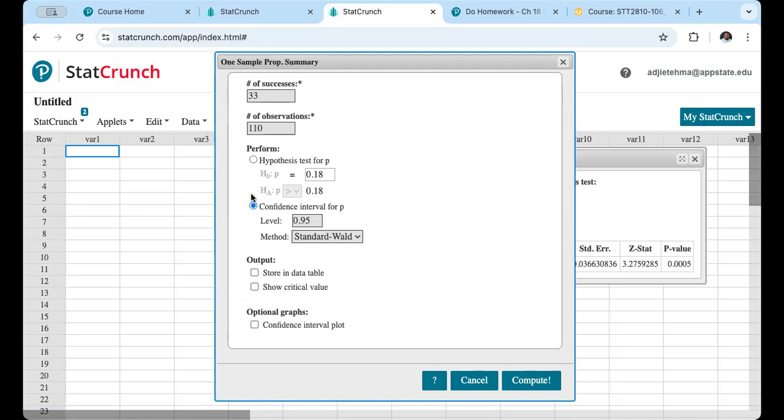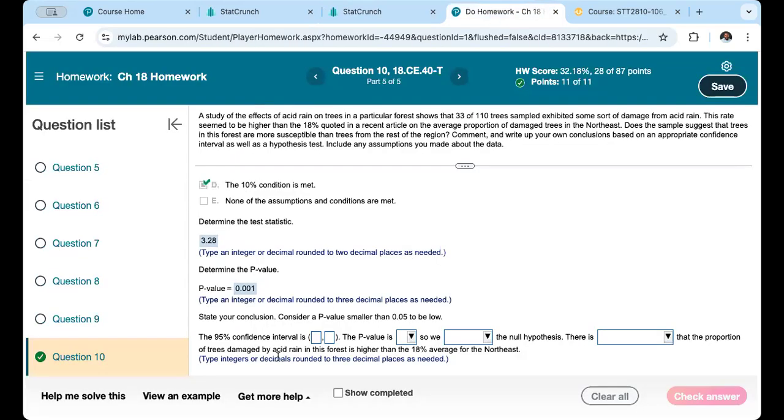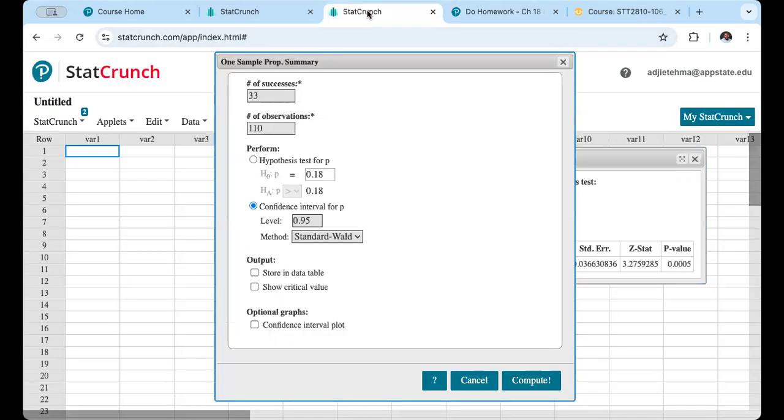And then you have to check. They want the what? The 95% confidence interval. So when you click on this, make sure here is what? 0.95. If they want the 99%, it should be 0.99. If they want the 98%, 0.98. Make sure it's always this.